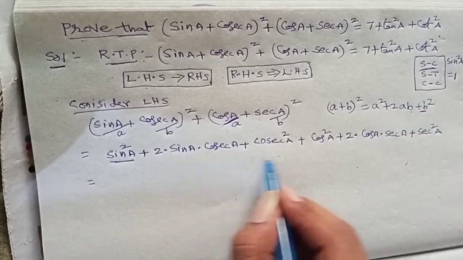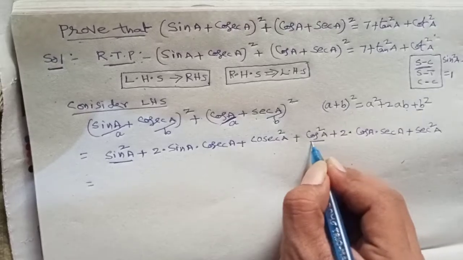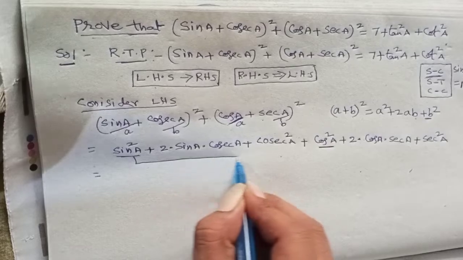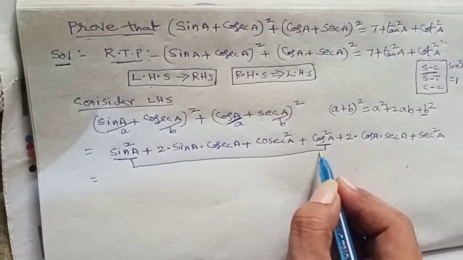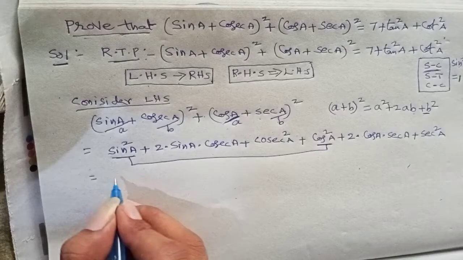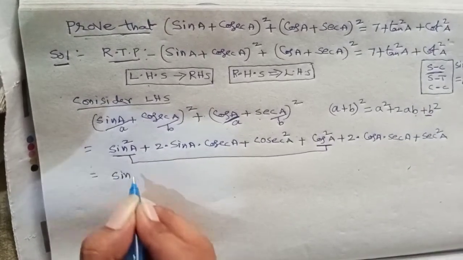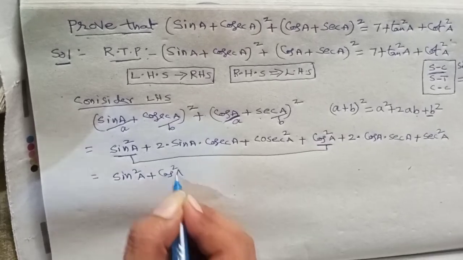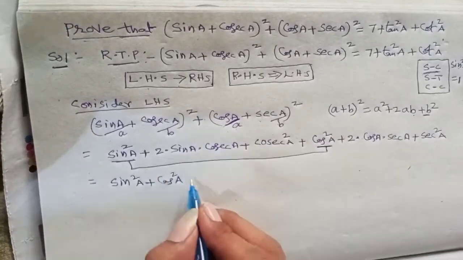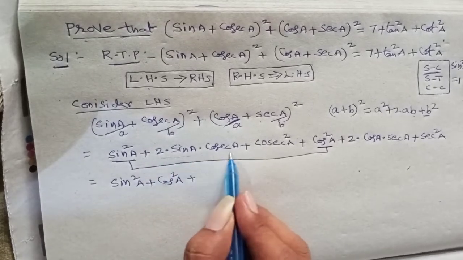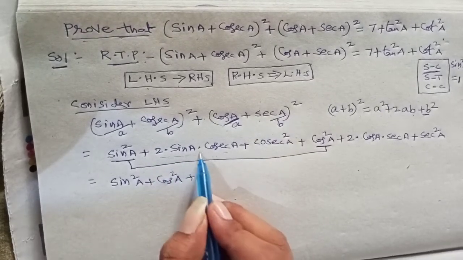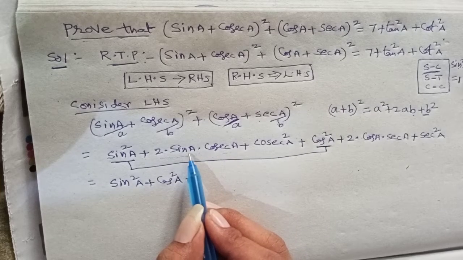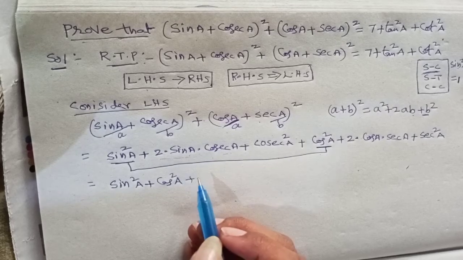That's why you can find cos² in this one. Can you find cos² here? Yes, we can find cos² here. Therefore, you have to make these two terms a pair for getting the identity concept. Therefore, it is nothing but sin² A + cos² A. Then come to this term. Here the term is 2 sin A cosec A, sin A into cosec A. Can you establish any relationship between this sin A and cosec A?